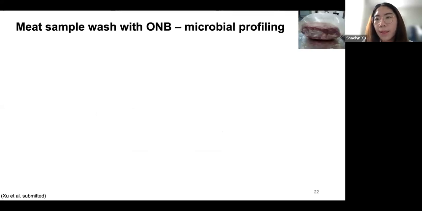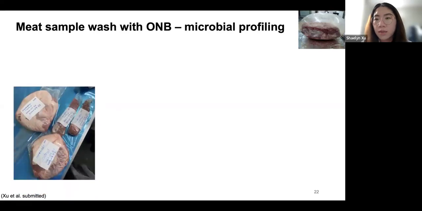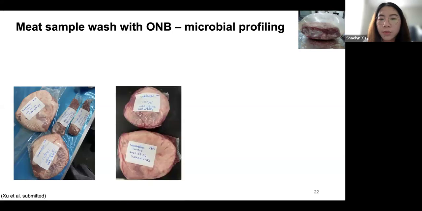To further review the effect of the ozone nanobubbles on the microbial profiles in the meat samples, I also collected some meat samples from the production line, including pork legs as well as tenderloins. I took 2 legs and 2 tenderloins. One of each was sprayed with water, and the other was sprayed with ozone nanobubbles. Then I let them store at the processing facilities for a period of 3 months.